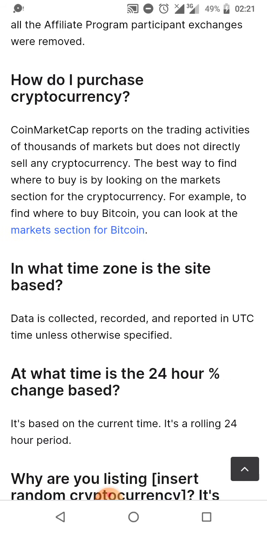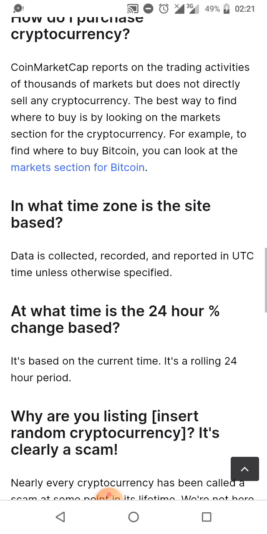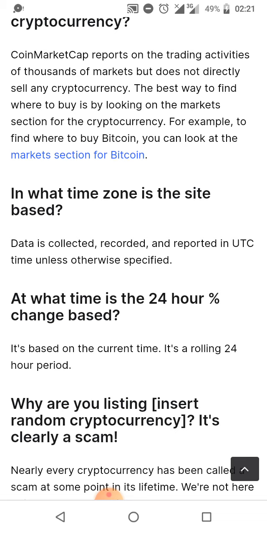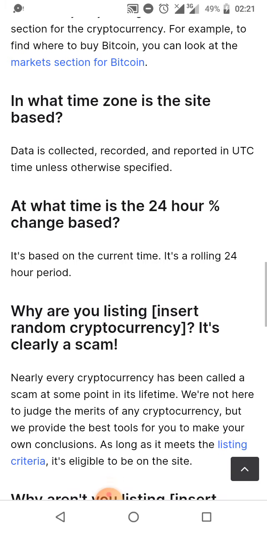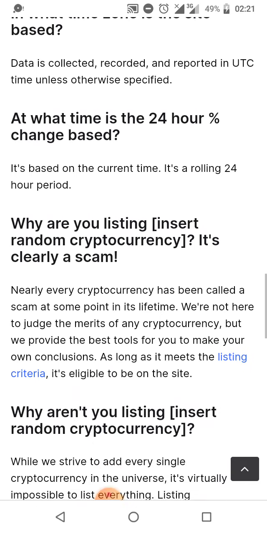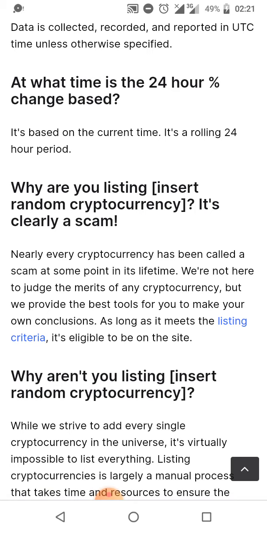The time zone is UTC. That's about 1 hour past GMT, which is about 2 GMT for people that are in West Africa. So at what time is the 24-hour percent change based? It's based on the current time, a rolling 24-hour period.